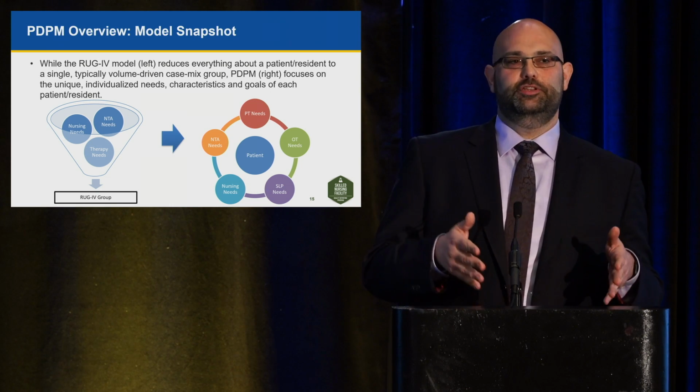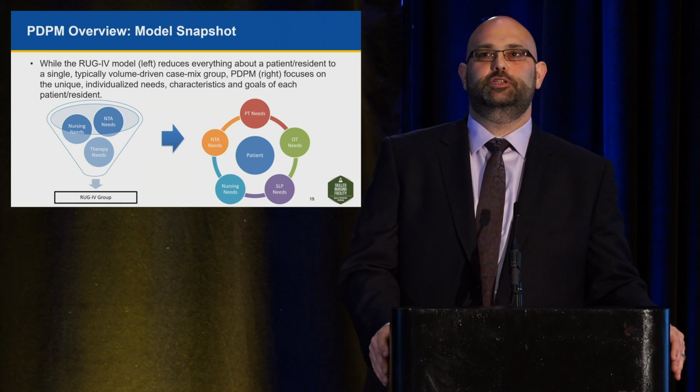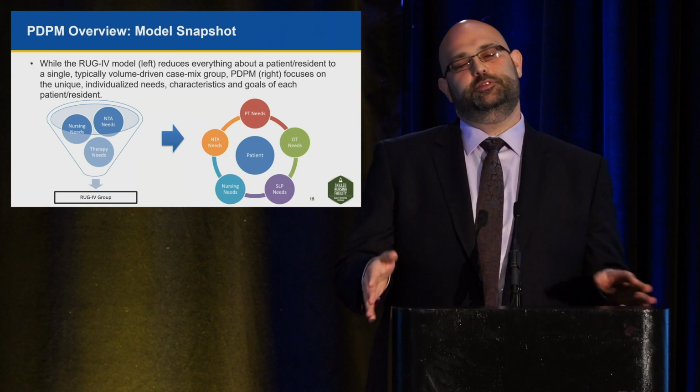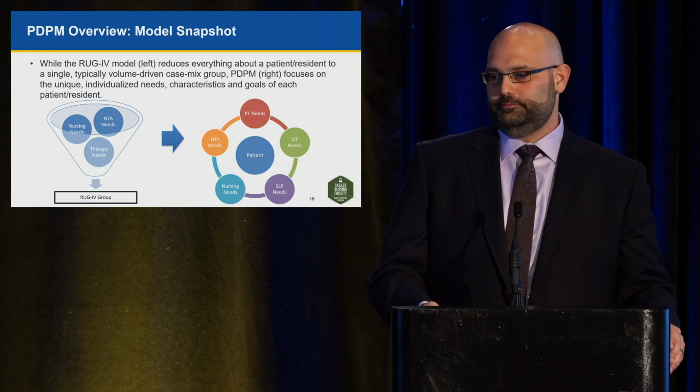And I think that there are more than just 6 types of patients. Okay, are there 28,000 types of patients? Maybe not. Maybe there's only 12,000 types of patients. But the PDPM HIPPS codes will actually allow us to see those kinds of variations between different types of patients that we're not seeing under RUG-4.